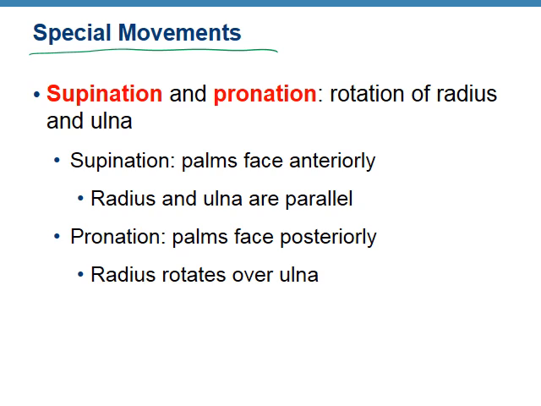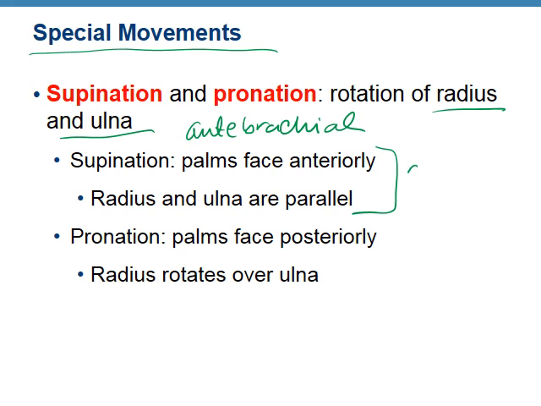Now we get to talk about special movements. So these are the special movements of the radius and the ulna, or our antebrachial, right, our forearm. And it's called supination and pronation. So supination, the palms are facing forward. The radius and the ulna are parallel. So this is your anatomical position. Pronation is when the palms face down or posteriorly and the radius rotates over the ulna. They cross.